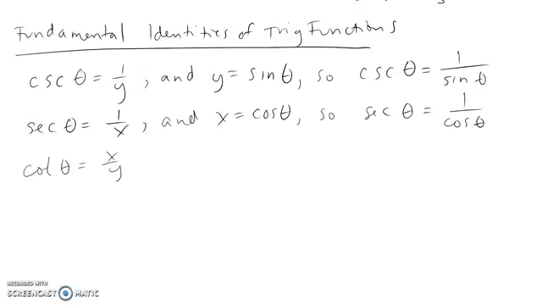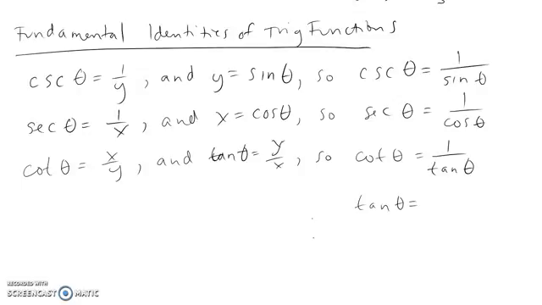Cotangent of theta is x over y, and we know that tangent theta is y over x, so that must mean that cotangent theta and tangent theta are also reciprocals. Similarly, we can say that tangent theta, because it's y over x, and y is sine, and x is cosine, we can say that tangent of theta is sine over cosine. And we can also say that since tangent and cotangent are reciprocals, that cotangent of theta is cosine theta over sine theta.